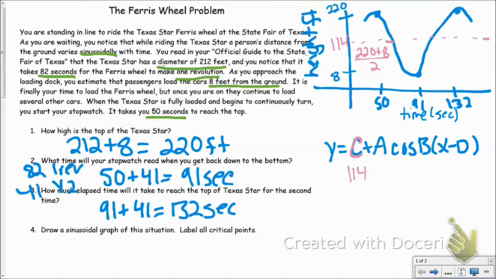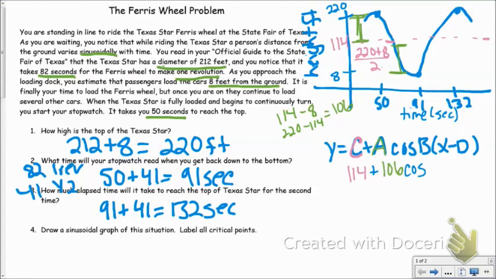Now I'm going to find my A. If you remember, A is the amplitude. It's the height from the middle to the top, or it could also be the height from the middle to the bottom. Both those numbers should be the same. So it's either 114 minus 8, or 220 minus 114. Either way, that number is 106, and that is my amplitude. Now remember, you can write these graphs as sine or cosine. I'm going to write this one as a cosine graph because I know where my highest point is. It's a little bit simpler to write it that way.